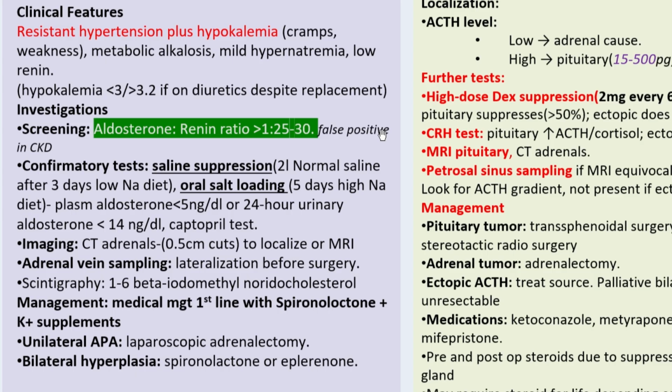Then we have the confirmatory tests. Now, after screening, after doing the aldosterone-renin ratio, you want to confirm: does this patient really have primary hyperaldosteronism? And the first test we do is the saline suppression test.